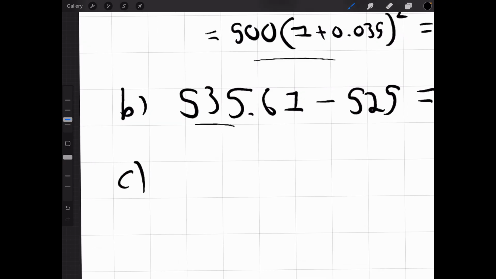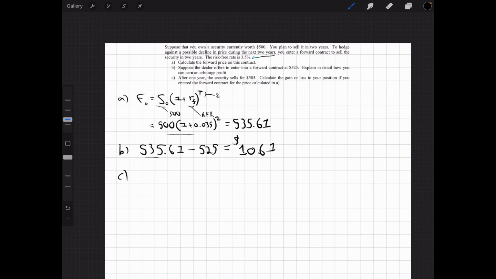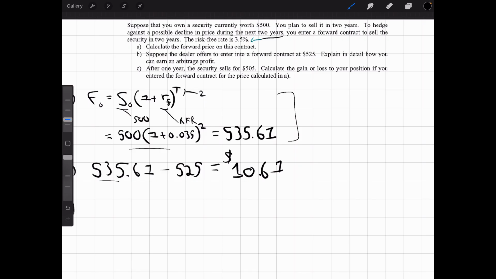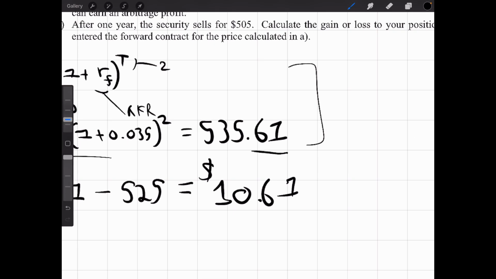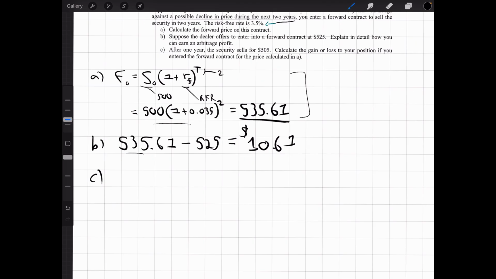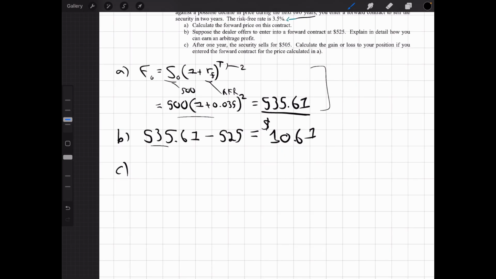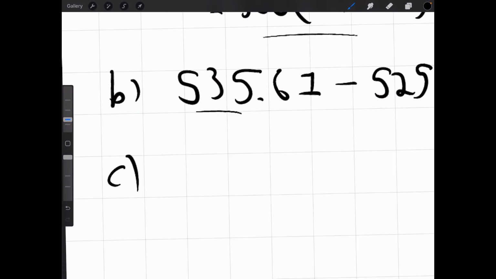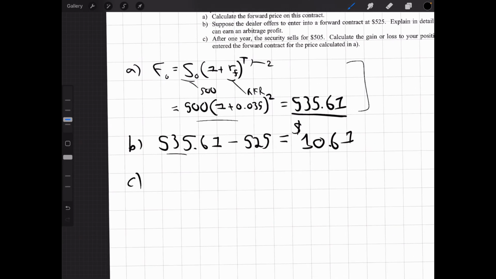And then for C, after 1 year, the security sells for $505. Calculate the gain or loss to your position if you enter the forward contract for the price calculated in A. So you entered the forward contract for the price calculated in A, which is right here. And you want to know if you've won or lost money. So let's do it.